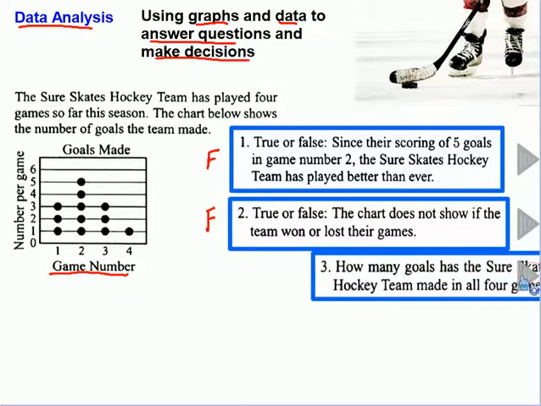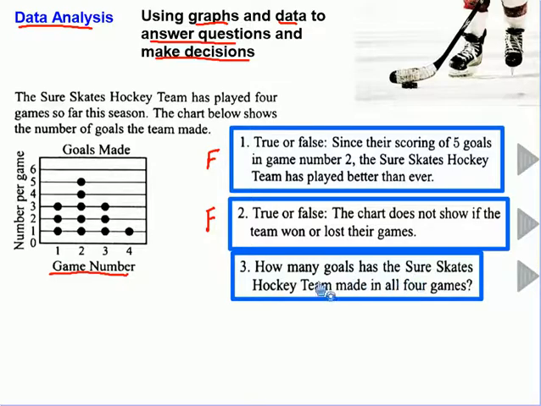Finally, how many goals has the Sure Skates hockey team made in all 4 games? Well, let's see. They made 3 here, and they made 1, 2, 3, 4, 5 right there. They made 3 here, and they made 1 here, so we'd have to add all those together. 3 plus 5 is 8, plus 3 is 11, plus 1 is 12. So they scored a total of 12 goals in all 4 games.